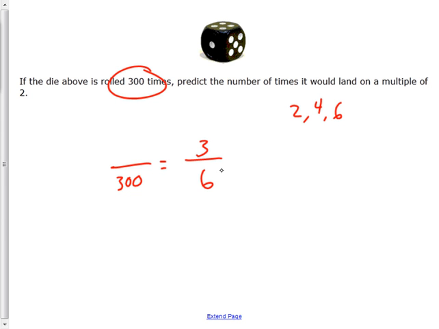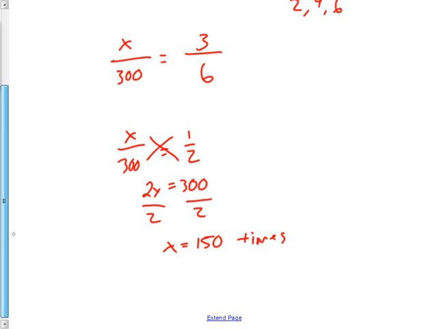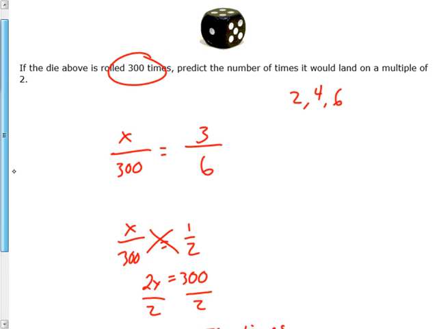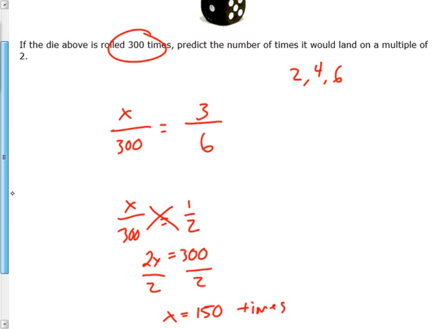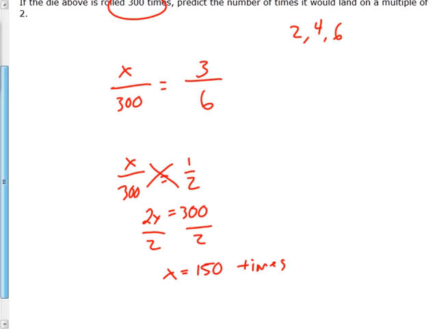Now, one thing I know about 3/6 is that I can actually simplify it. So I'm going to say x over 300 equals 1/2. Okay, so now I'm going to cross multiply. I'm going to say 2x equals 300. I'm going to divide both sides by 2. Get x equals 150 times. All right, so I would expect that the die to end up on a multiple of 2 about 150 times if it's rolled 300 times. So, you know, about half the time, which makes sense because it should be 1/2.